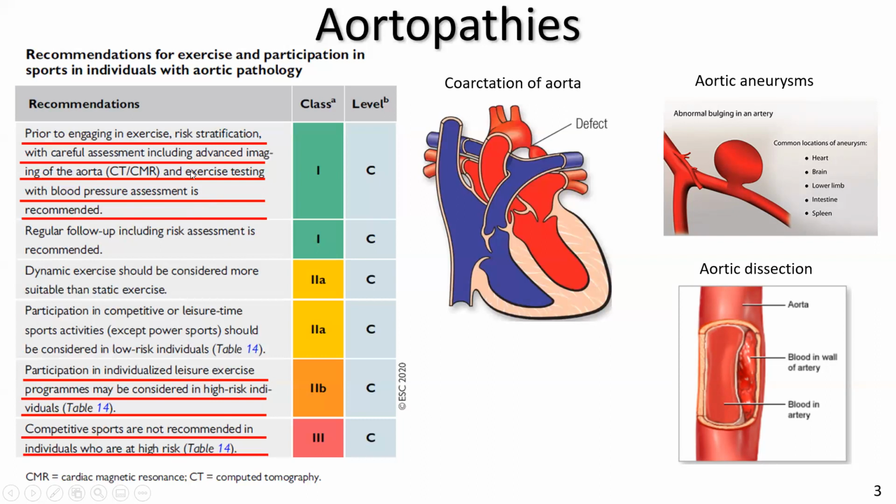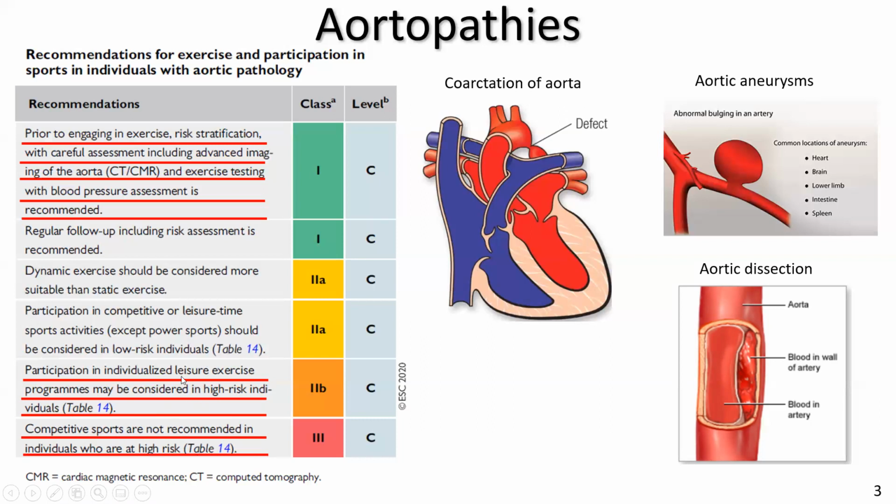So we've got to be very careful in that pre-participation phase in doing our correct assessments. We're relying on medical practitioners to do the imaging of the aorta and make sure that where possible, this exercise is as safe as possible. Now, coming down to the bottom part of this slide, participation in individualized leisure exercise programs may be considered in high-risk individuals. But competitive sports are not recommended in individuals who are at high risk.